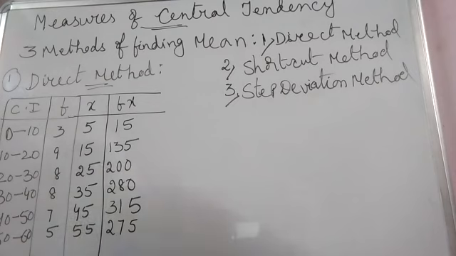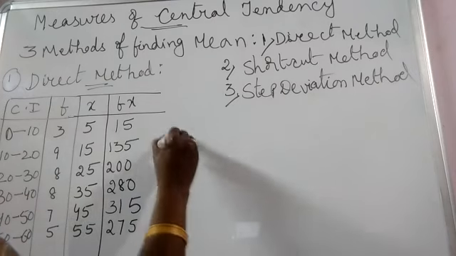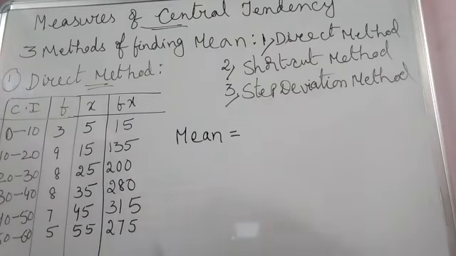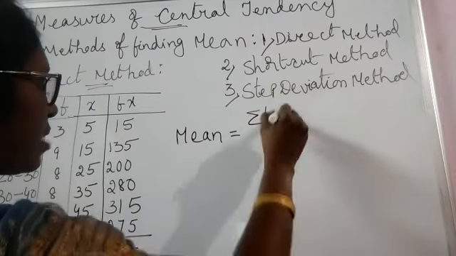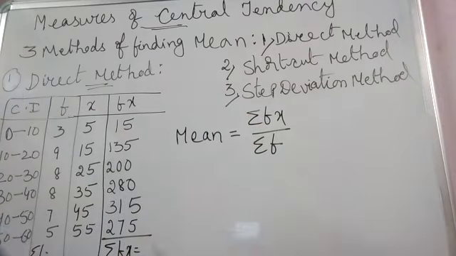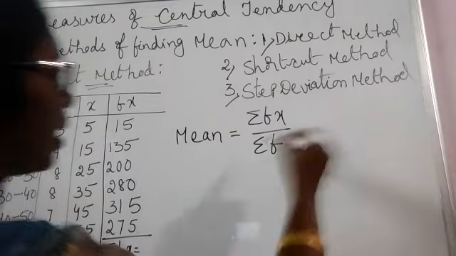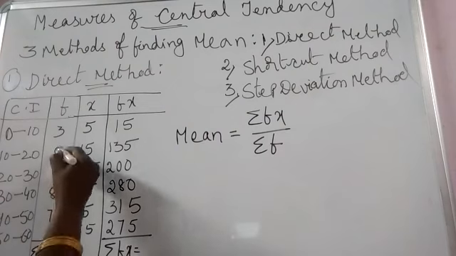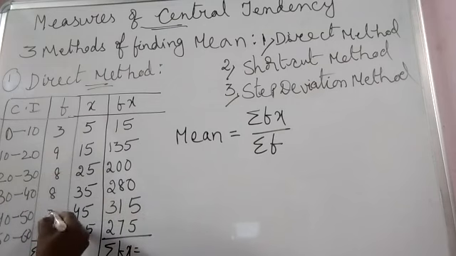Am I right? Now same way, how you found the mean for the grouped unclassified data? Mean is summation of fx by summation of f. Either you can write 15 plus 135 plus 200 and all here, or you can find summation of fx here. Let us find summation of f here. 3, 9, 12, 8, 20, 28 plus 7, 35 plus 5, 40.